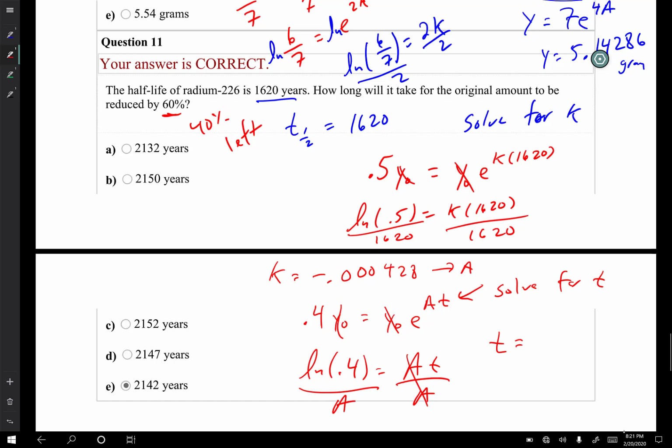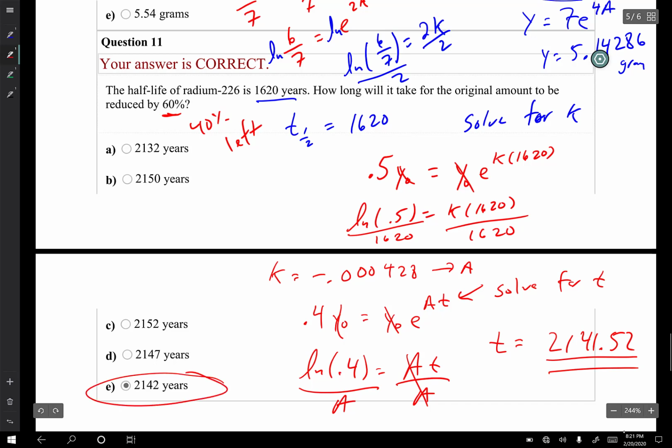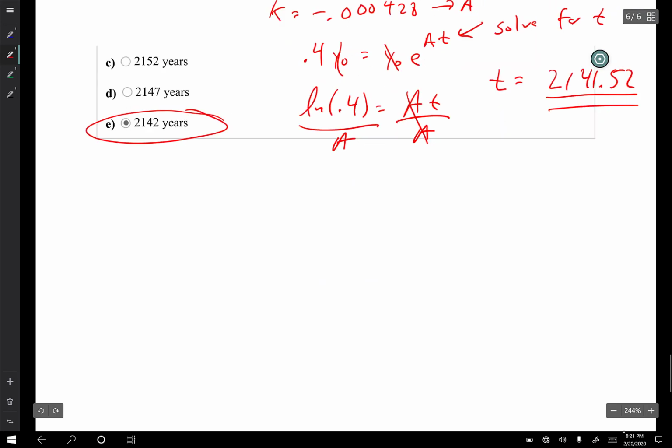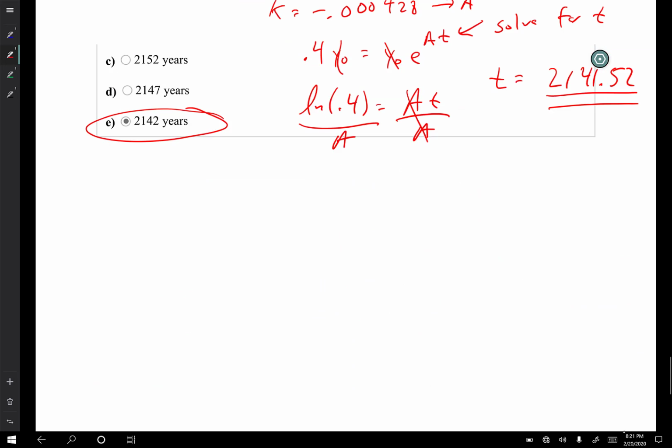And I get 2141.52. Was that the last one? Oh, that was the last one, guys.